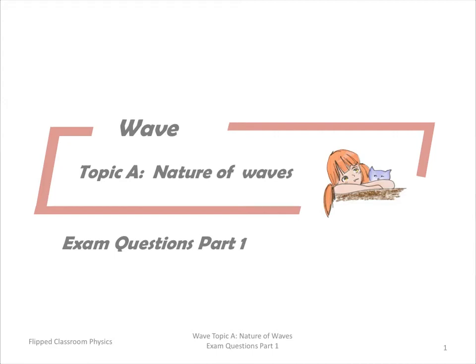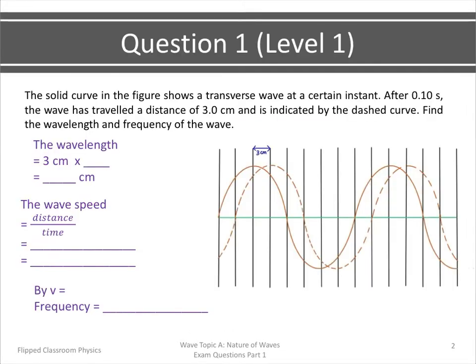Hello. Today I will work through a set of questions with different difficulties that you may typically get in the examination on waves. Question 1. The solid line in the figure shows a transverse wave at a certain instant. After 0.1 second, the wave had traveled a distance of 3 cm, and it is indicated by the dashed curve. You are asked to find the wavelength and the frequency of the wave.